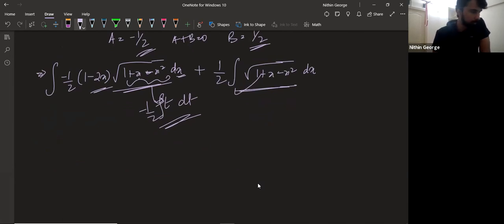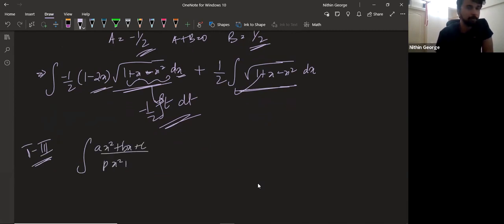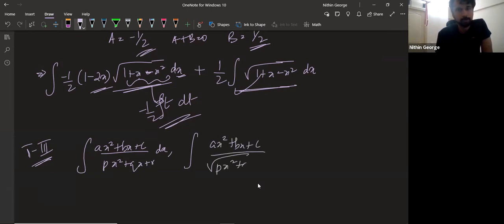Right. Now the namesake type, I think you already know how to solve this. Already explained. x square plus bx plus c divided by px square plus qx plus r dx. Then ax square plus bx plus c divided by x square plus qx plus r dx. What do you do here?